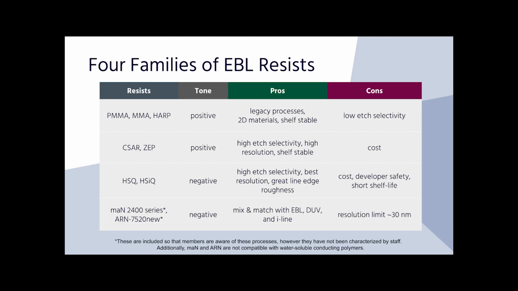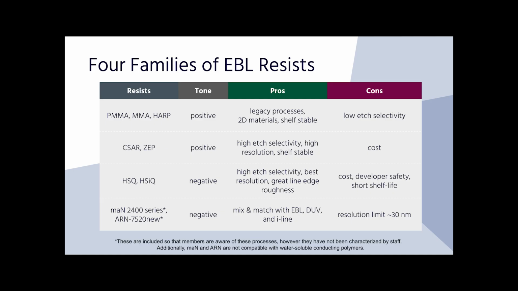PMMA, or polymethyl methacrylate, is the oldest EBL resist type. MMA, which is the monomer version of PMMA, is used in combination with PMMA for many liftoff processes. HARP is also a member of this family, just manufactured by a different company. PMMA processes are incredibly stable. Once you find parameters that work, it will work for years. The main issue with PMMA is its etch selectivity is fairly low. It is therefore primarily used for liftoff processes.